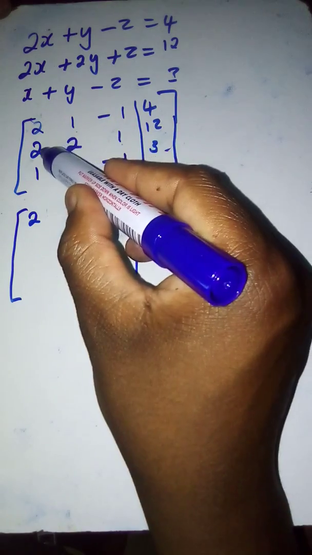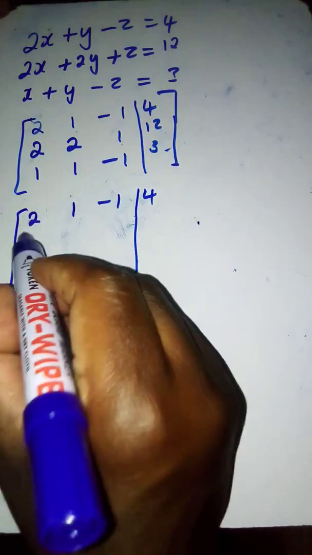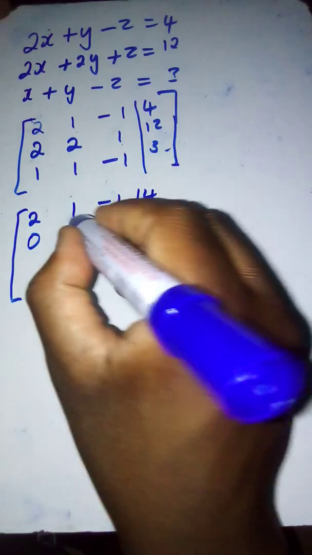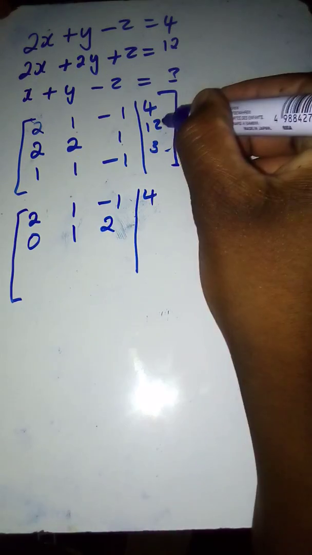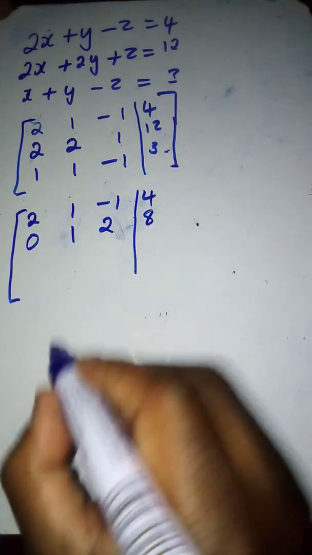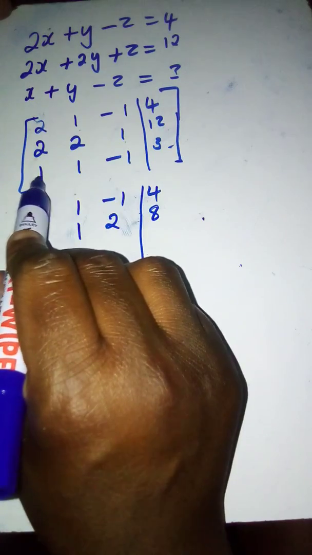So this equation minus this one: 2 minus 2, I'm going to get 0. 2 minus 1, I'm going to get 1. 1 minus 1, I'm going to get 2. 12 minus 4, I'm going to get 8. For this one it is 1 and there is 2.